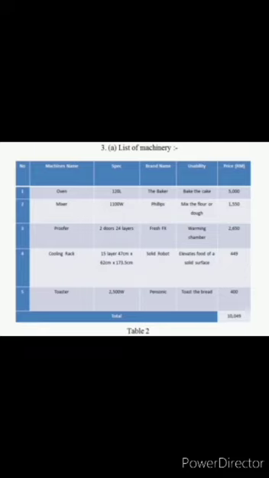In my part, I would like to list the machinery in our Love and Story company. Okay, first our main machinery is the oven with the specification 120 liter from Baker. Next is the mixer, 1100 watt from Philips. Next is the proofer, 2 doors 24 layers, from Fresh FX. The next is the cooling rack, 15 layers, from Solid Robot, and lastly the toaster with the specification 2500 watt from Panasonic.